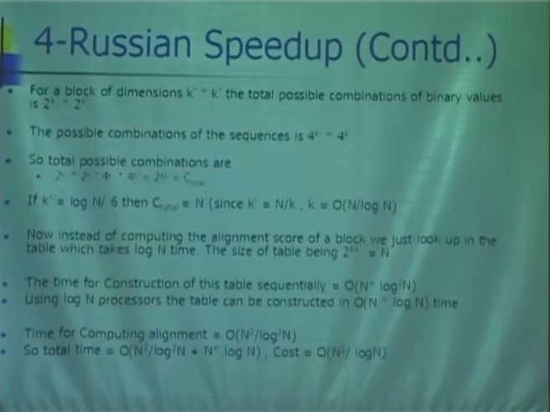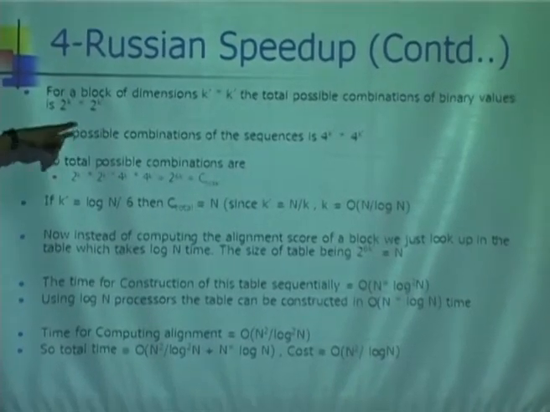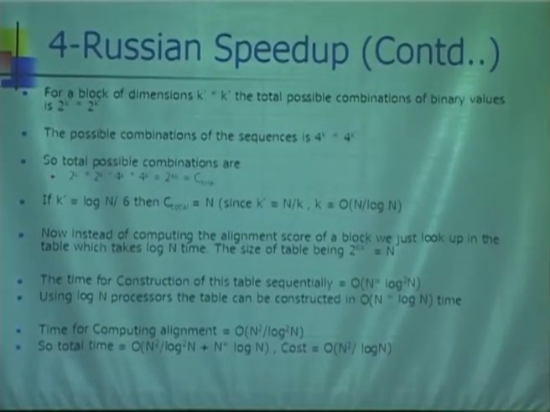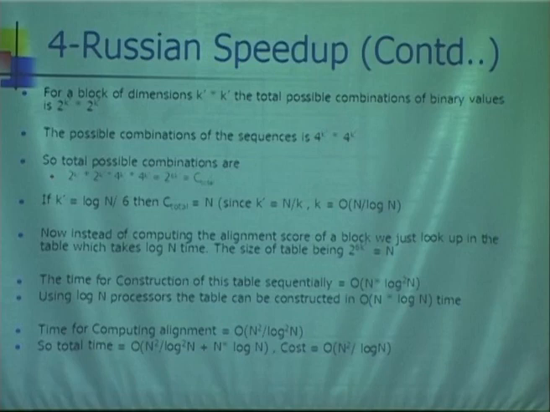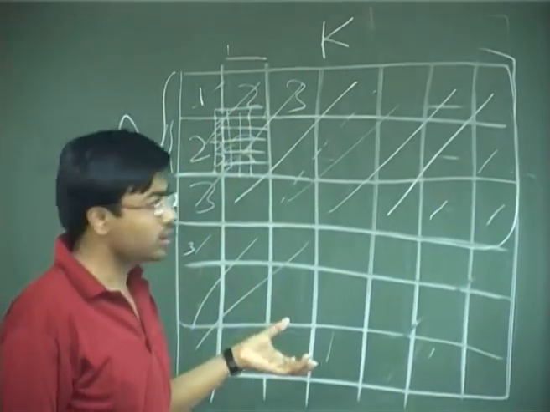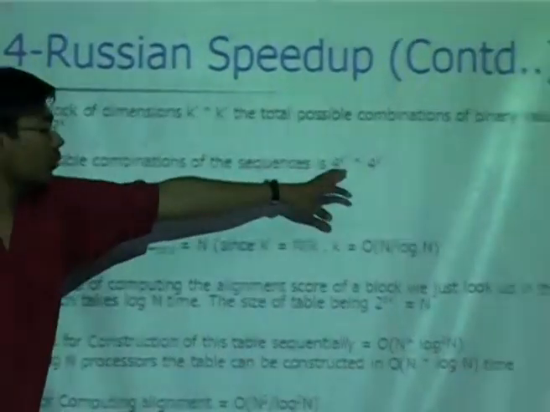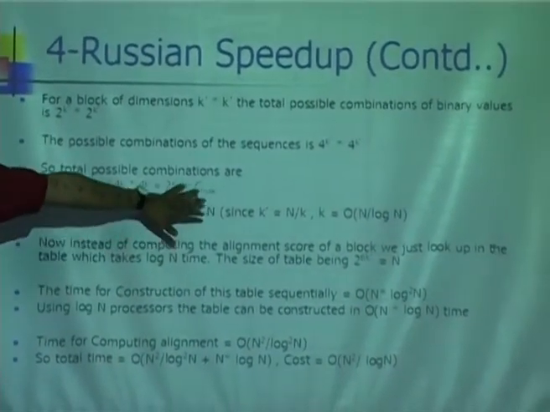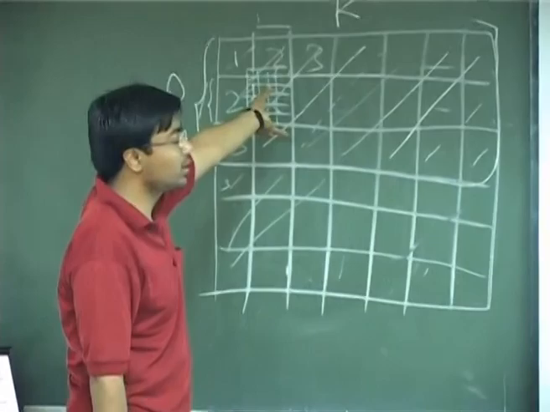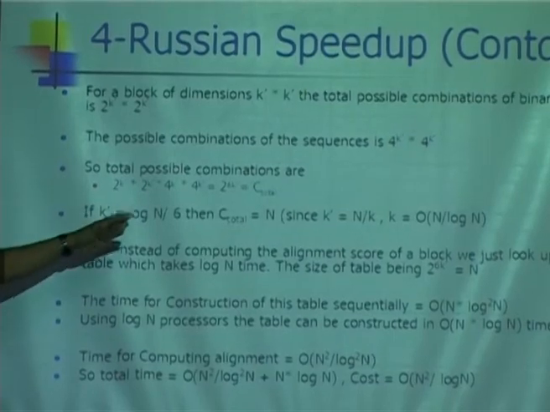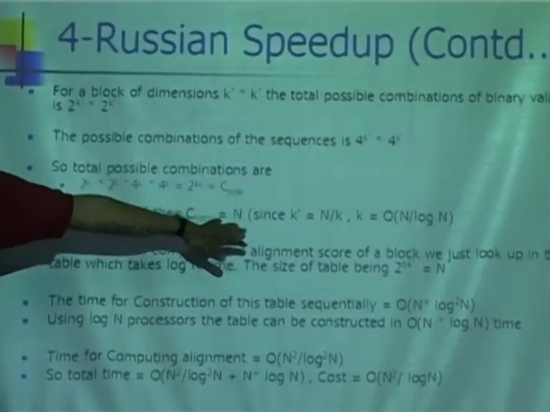Now for a block of dimension k' cross k', the possible combinations of binary values is 2 to the power k' cross 2 to the power k' for all these bit strings. And for all these, whatever we are aligning, this sequence is of length k' and this is of length k', and since the alphabet is 4, ACTG, the maximum possible combinations are 4 to the power k' into 4 to the power k'. So the total possible combinations give us 2 to the power 6k'. So for one block, the number of possible configurations is 2 to the power 6k'. If k' is equal to log n by 6, then this total number becomes linear.